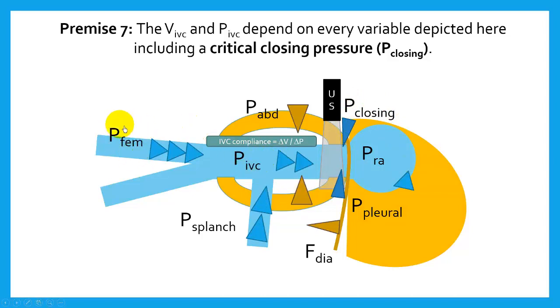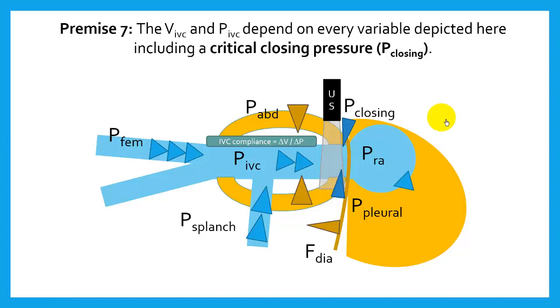The downstream pressures from the femoral and splanchnic venous beds, the upstream pressure in the right atrium, how the pleural pressure is interacting with the right atrial pressure, how that pleural pressure is being transmitted through the diaphragm with a force that impacts abdominal pressure as well as splanchnic venous blood flow. And abdominal pressure and the closing pressure will impact how the IVC behaves as well, right? If the pressure outside of the IVC is high, the IVC will collapse. So all of these things impact your IVC ultrasound assessment.